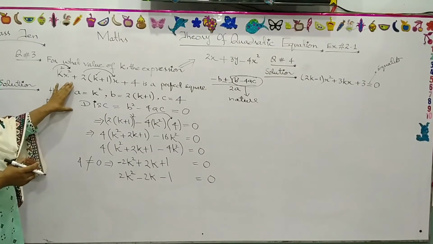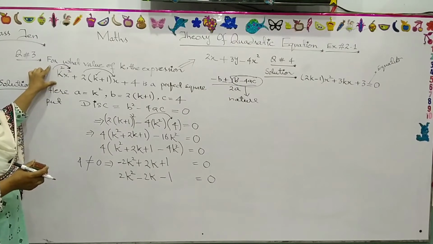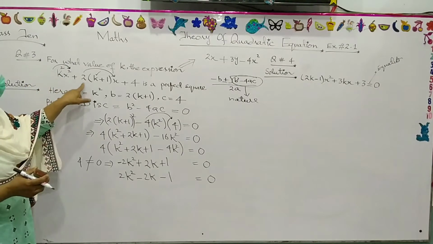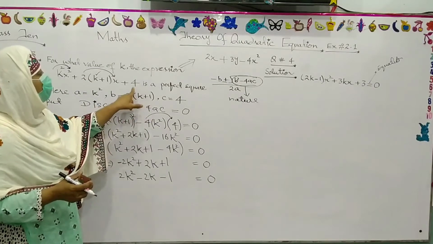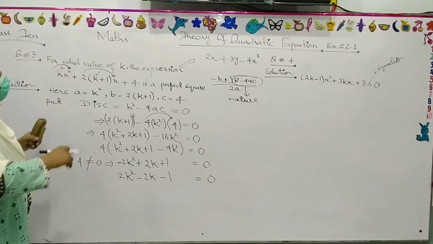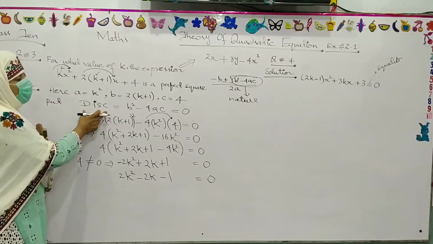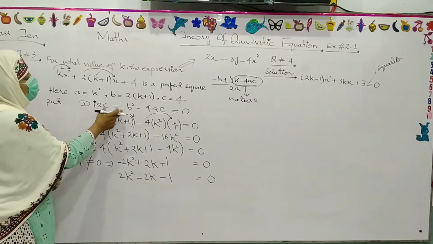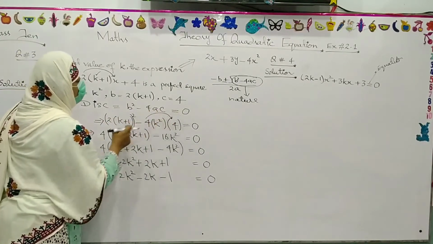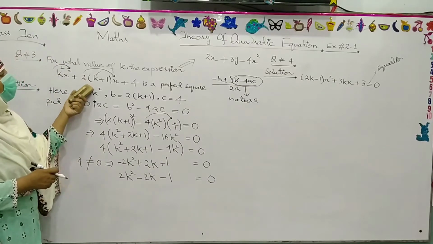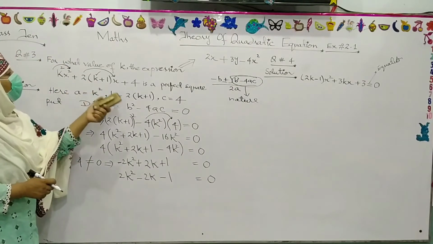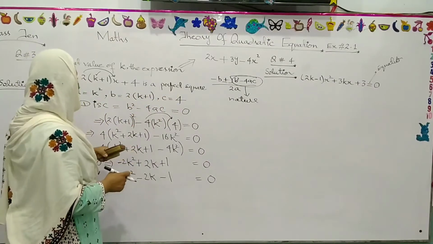What I have done? First of all, I have compared the values. What is a? k square. What is b? 2 into k plus 1. What is c? 4. Now I have taken the discriminant because it tells us about the nature of the roots. And discriminant is equal to b square minus 4ac. Because I have to find the value of the unknown, so I have taken it equal to 0.